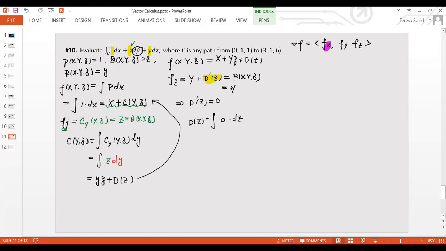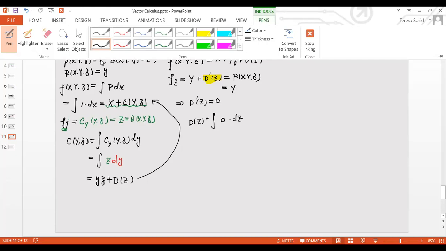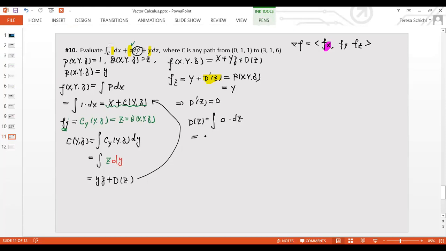So if d prime z is equal to 0, I know the d of z here will just be 0 plus k. Now finally I have this term here: d of z is 0 plus k. Now I can put it all back to here. I can get f of x, y, z is equal to x plus yz plus what?